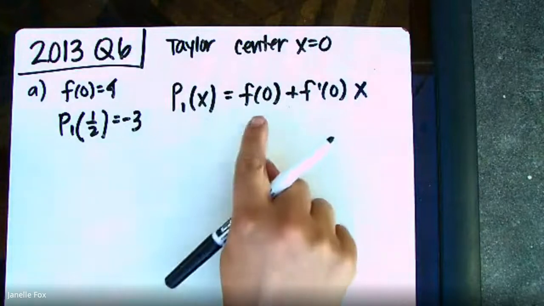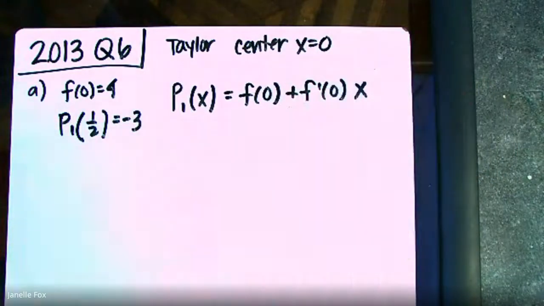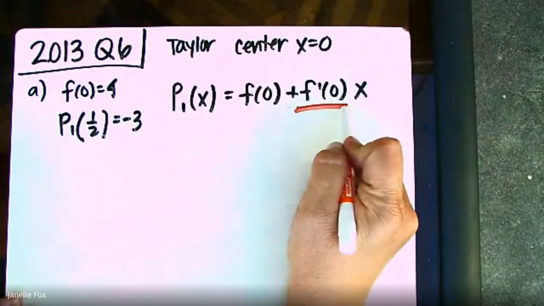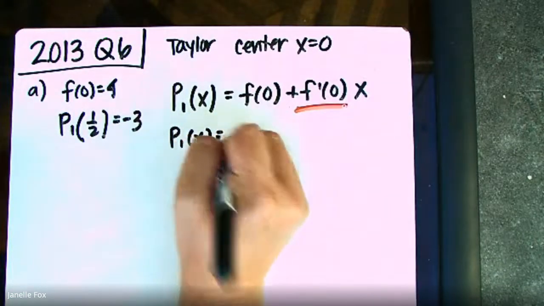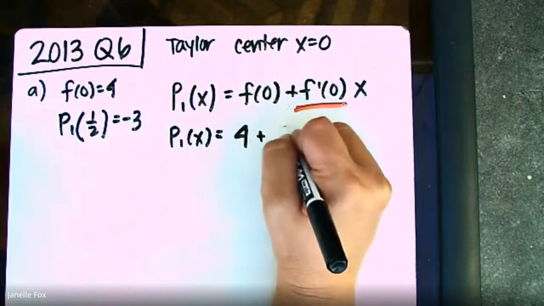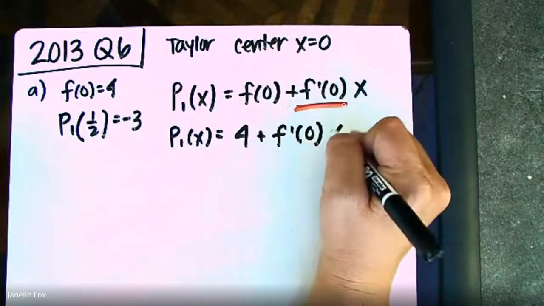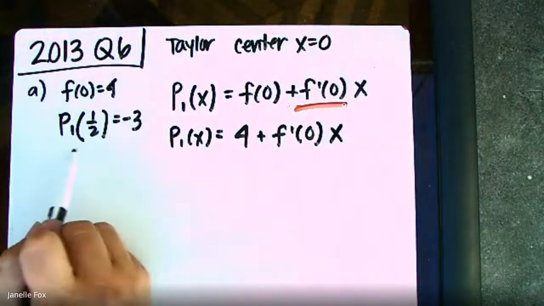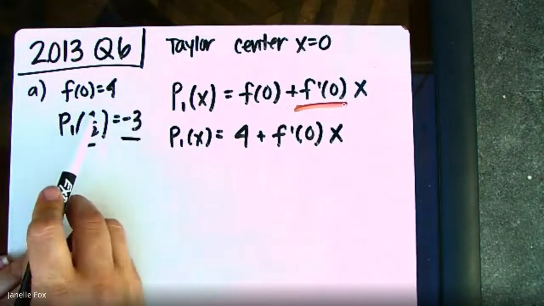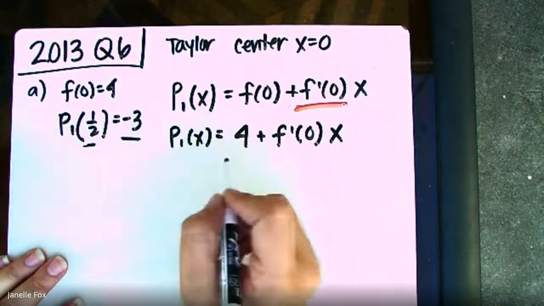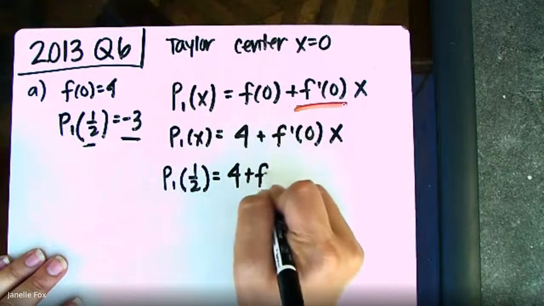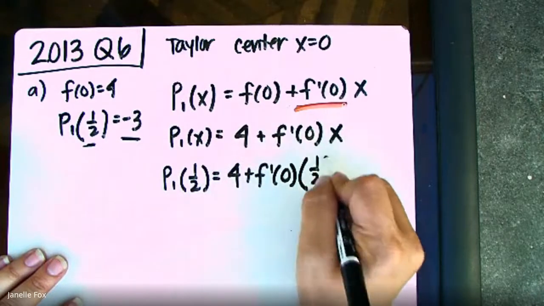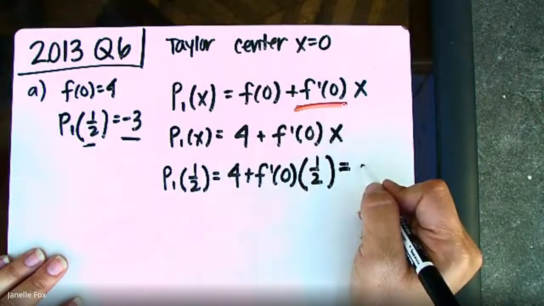And so here's the deal. I actually know some of this information, and they're asking me to solve for this guy right here. So let's fill in what we do know and then try to solve that. Okay, P sub 1 of x is going to be f of 0 is 4 plus f prime at 0, which I don't know, and then times x. In the question, it gave me this information, that the first polynomial at 1/2 was equal to negative 3. So I'm going to plug some of that in. The first polynomial at 1/2 would be 4 plus the first derivative at 0 and then times the 1/2. And they're saying that that equals, that's the x, that equals negative 3.